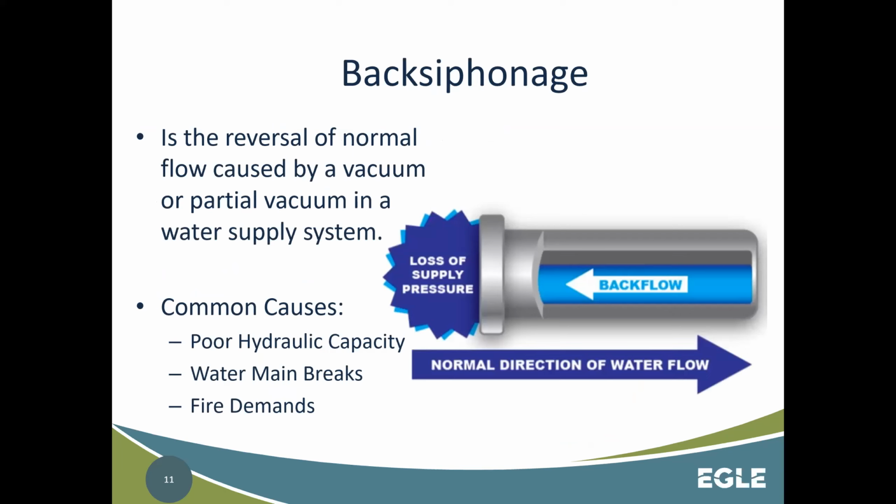Backsiphonage, again, I kind of already hinted at with that picture and showing you what backflow is. Backsiphonage is the reversal of flow due to a vacuum or partial vacuum. All right. There's two main reasons for that. The two main reasons are water main breaks, because they create a zero pressure or 0 psi, which creates a vacuum or partial vacuum, and then a fire demand.